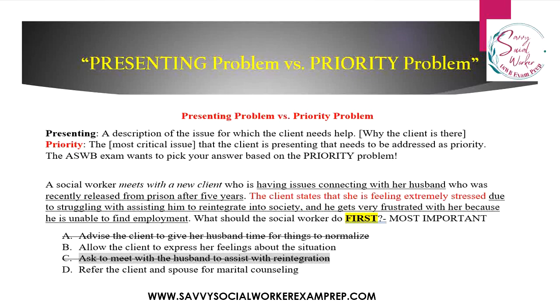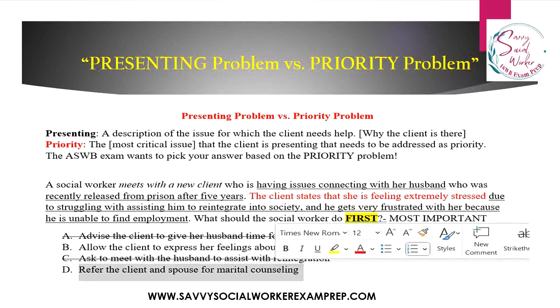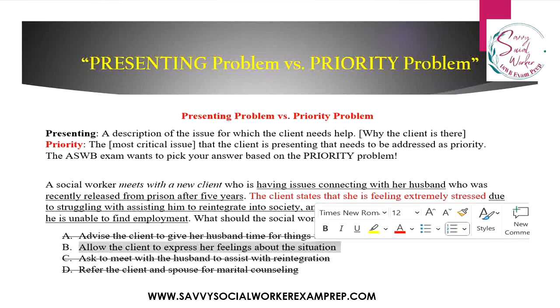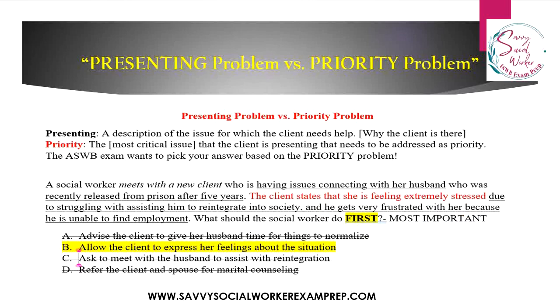The priority is not her connecting with her husband. The priority is her feeling extremely stressed. And she's telling me that right now in the session, okay? So the answer for this one would definitely be B. B is the most important thing. We want to allow the client to express her feelings about the situation. Again, because we are in that phase of the helping process.